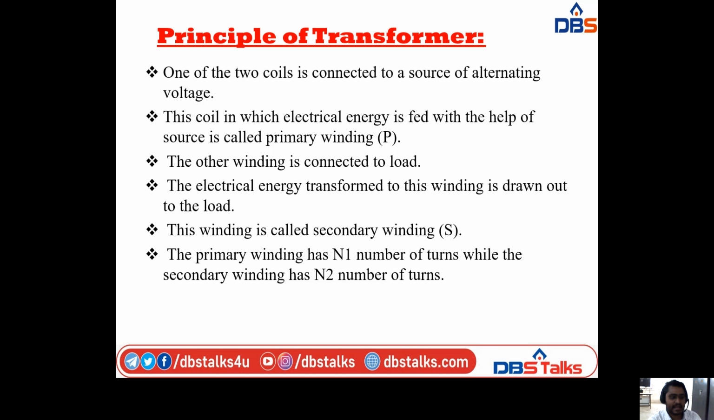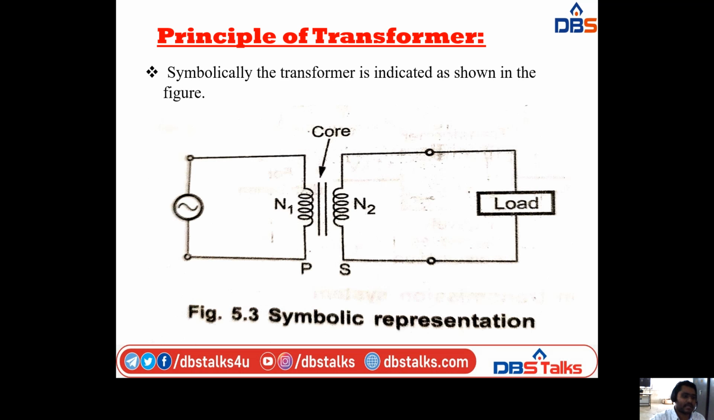The primary winding has N1 number of turns, while the secondary winding has N2 number of turns. So this is the symbolic representation. If you observe the symbolic representation of the basic transformer, on the left side we have P and on the right side we have S, that is, the primary winding and the secondary winding.